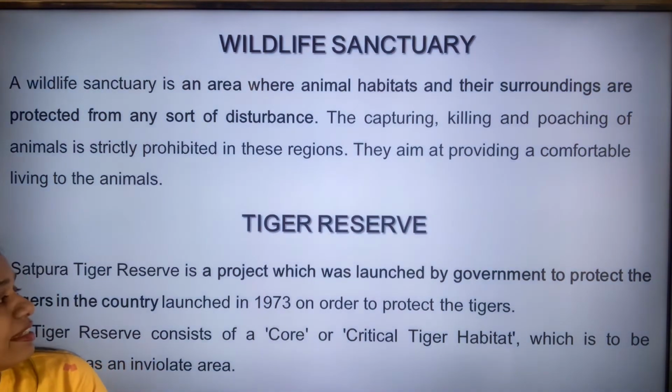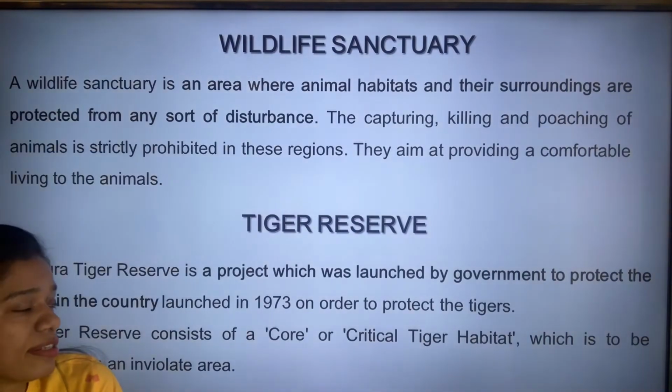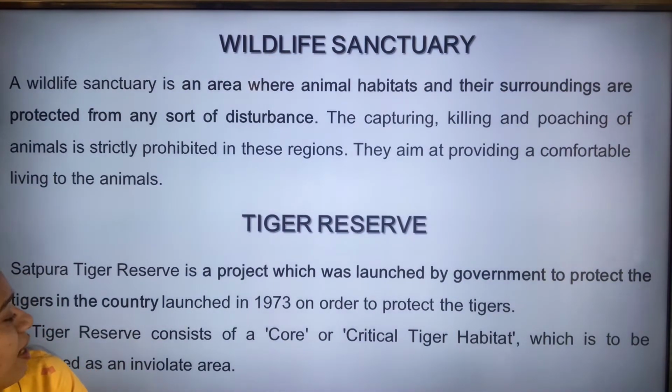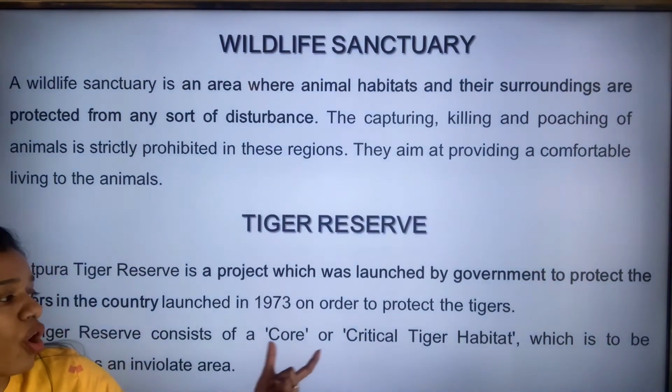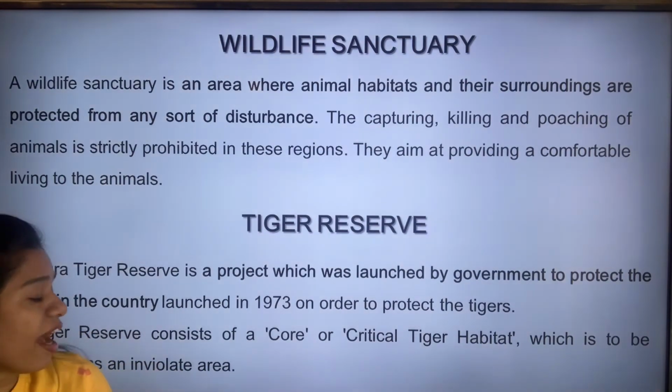And finally is the Tiger Reserve. Project Tiger is a project which was launched by the government in 1973 in order to protect tigers in the country. A tiger reserve consists of a core or critical tiger habitat which is to be managed as an inviolate area.